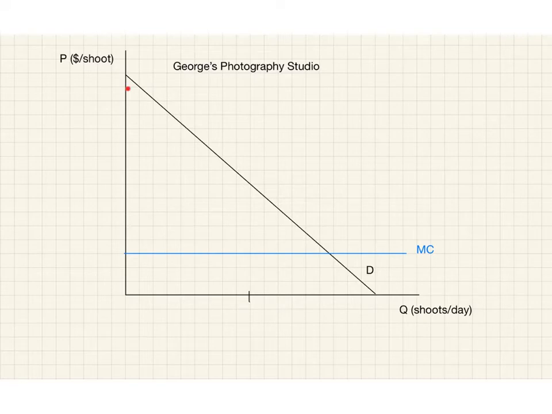He knows if he charges a high price, he's going to get one photo shoot. A lower price, he'll get a second photo shoot, etc. He knows this, so that whether he's a monopolist or not, he faces this downward sloping demand curve that he knows about. All right, so let's think about what price he will set if he can only charge his customers one single price.